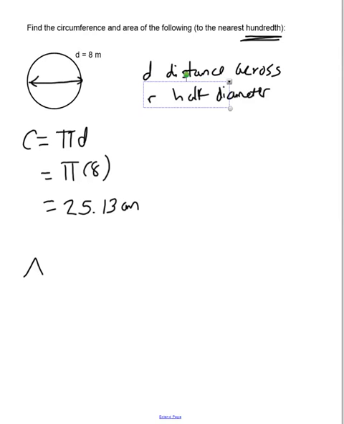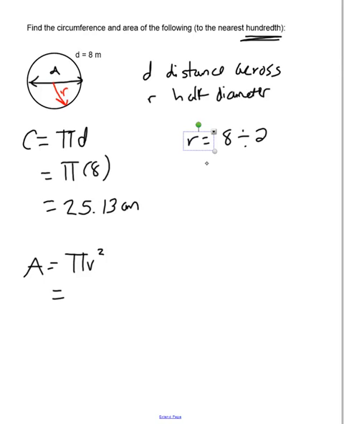Area of a circle is pi times r squared. So again, if we look up here, diameter is the distance across the circle. Radius is half the diameter. So the radius goes from the center to the outside edge. It's half of the diameter. So in this case, the radius is the diameter divided by 2, which is 4 in this case. So we're going to do pi times 4 squared. Again, we're just going to punch that into our calculator, and we'll get 50.2654, etc.